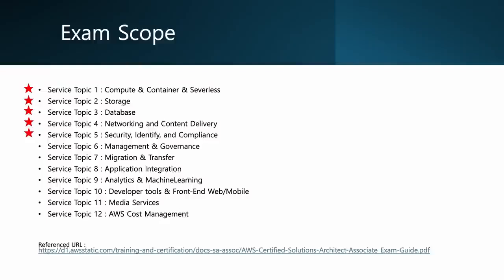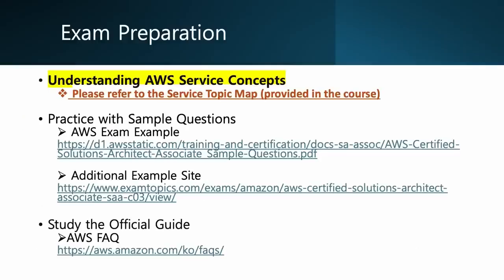The fastest way to obtain a certificate is to familiarize yourself with the 12 topics. To summarize how to prepare for the certification exam, the first thing we need to do is to have a general understanding of AWS services based on the 4 exam domains and 12 service topics. The service topic map for related services will be covered in detail in Lesson 3.